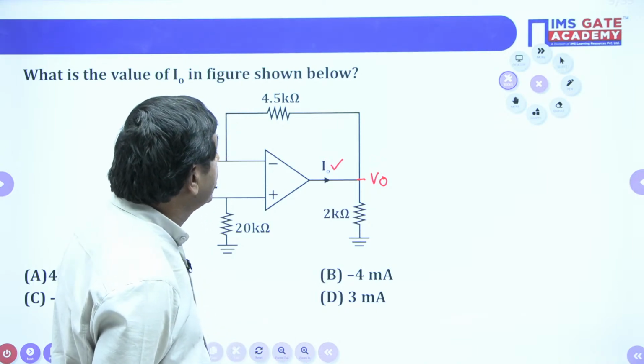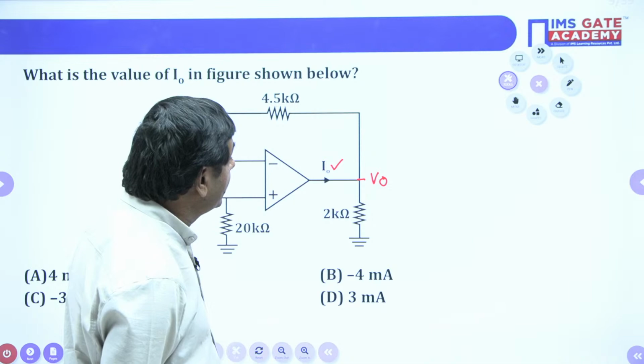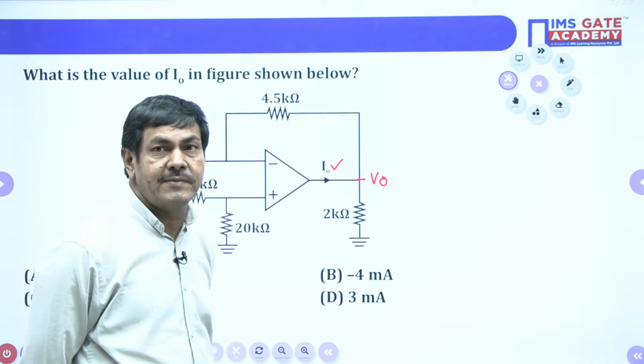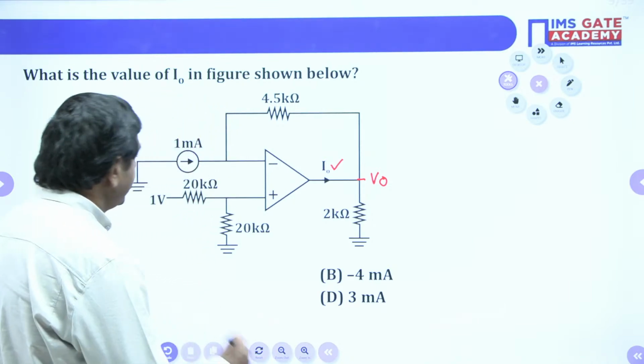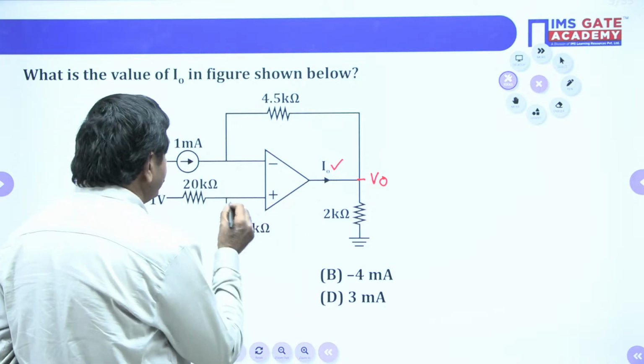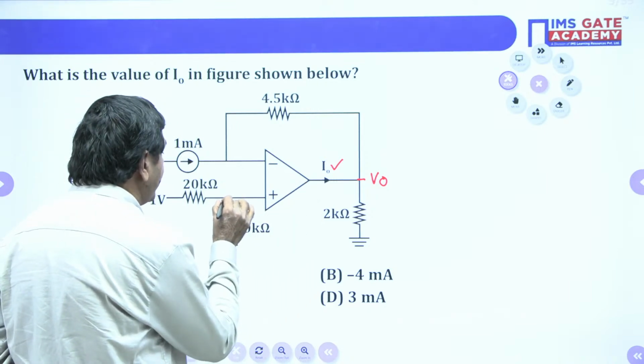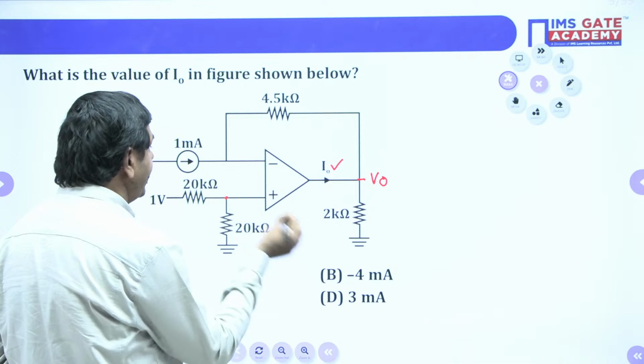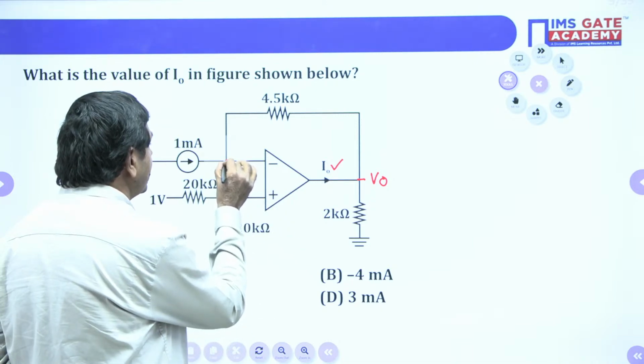How I can find? Because V naught is also very important. Without V naught, we can't get the value of I naught. That is very important here. I say this voltage initially you find. These are all ideal op amps only now. This voltage is also very important.